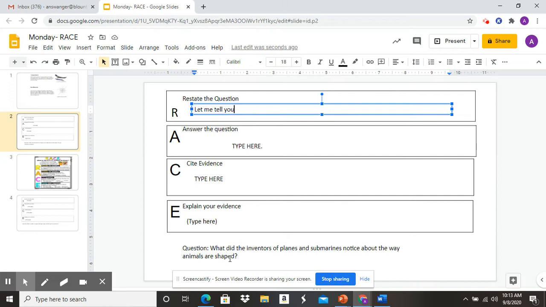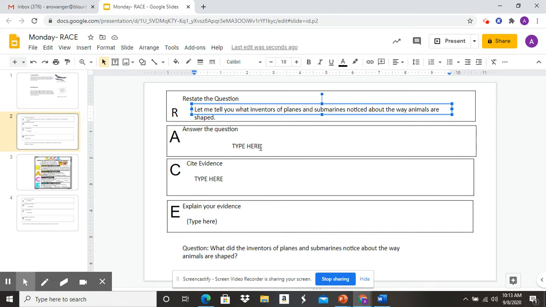So let me tell you what inventors of planes and submarines noticed about the way animals are shaped. Okay, so now I've taken that question and I've turned it into a command and restated my question by just adding let me tell you. So I've restated my question.